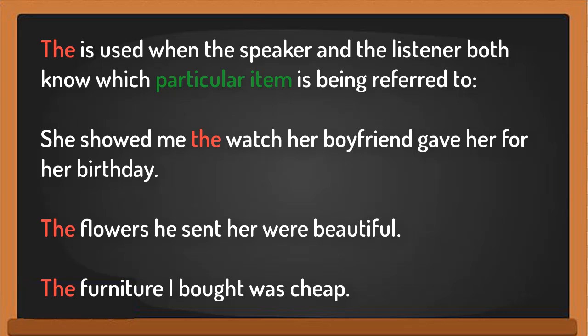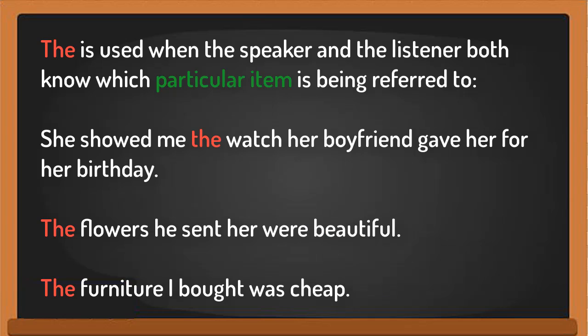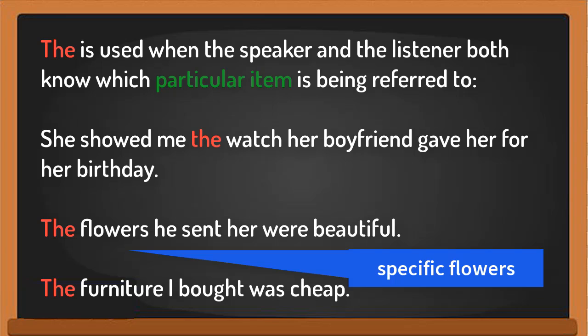For example, she showed me the watch her boyfriend gave her for her birthday. You see here the watch, yeah? So the watch, which watch? The watch that her boyfriend gave to her. So it is a specific watch, right? And then the flowers he sent her were beautiful. So the flowers here is already specific flowers because these are the flowers that her boyfriend sent her.